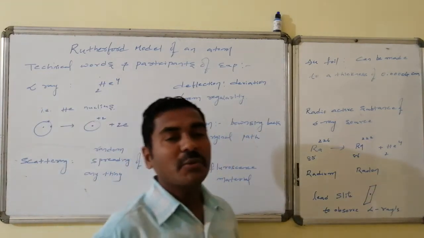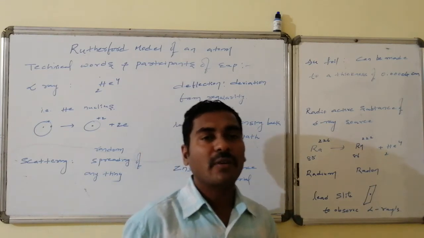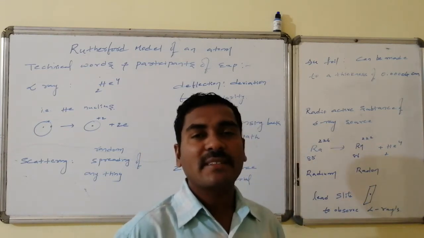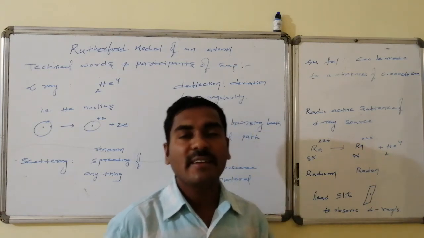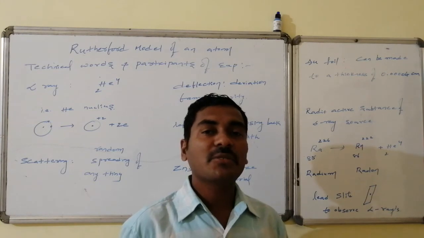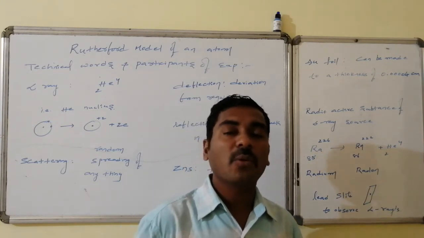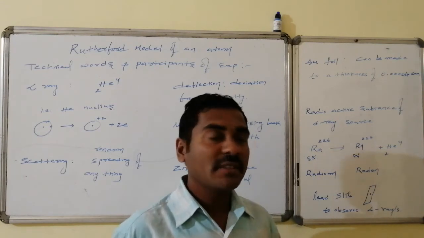Similarly, here we will use gold foil, because gold is such a material that it can be made into the form of wires as well as plates. It is malleable as well as ductile, and gold can be made to a thickness of 0.0004 centimeters, hence gold foil is used in this experiment.